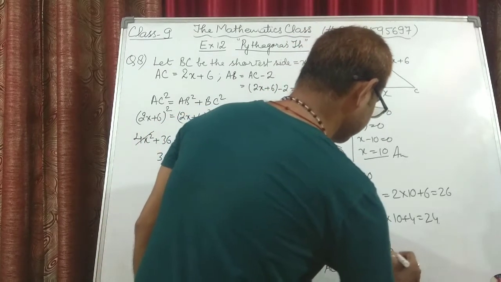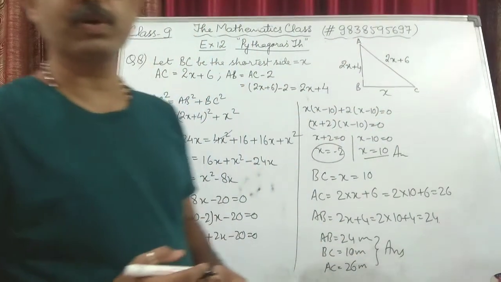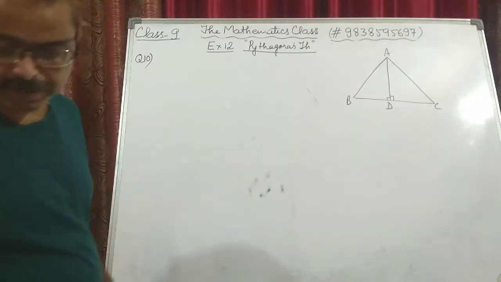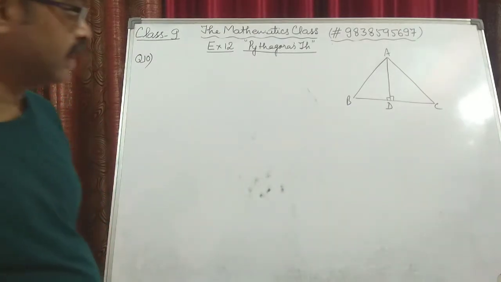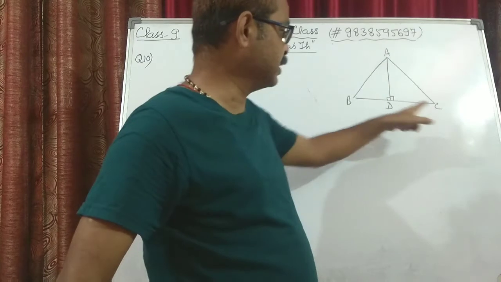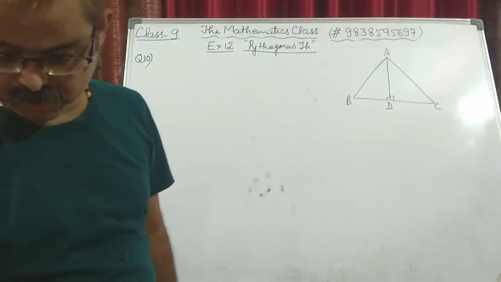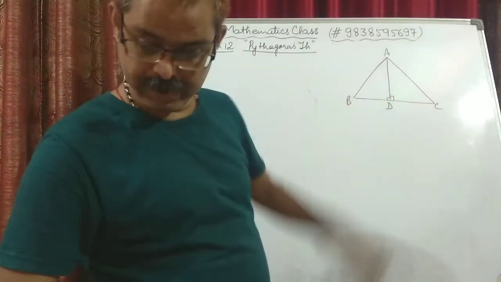That is the final value. Now we move on to the 10th question. Next question is question number 10. They say in a triangle ABC, so I have drawn a triangle ABC. They say AD is perpendicular to BC, so I have drawn AD perpendicular to BC.